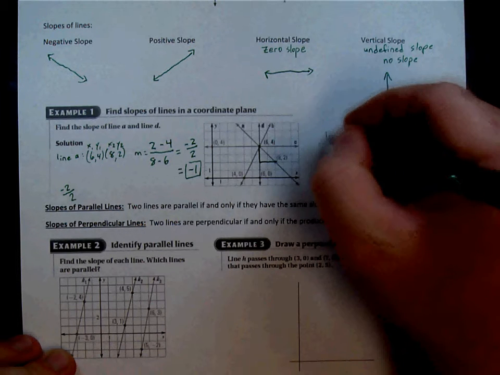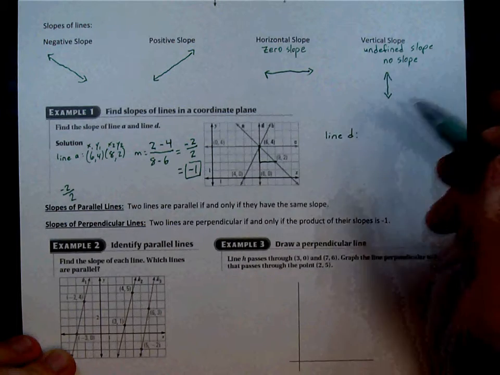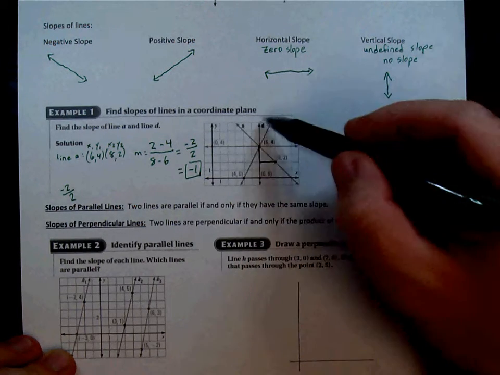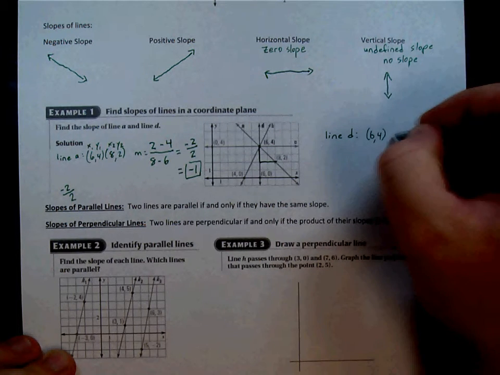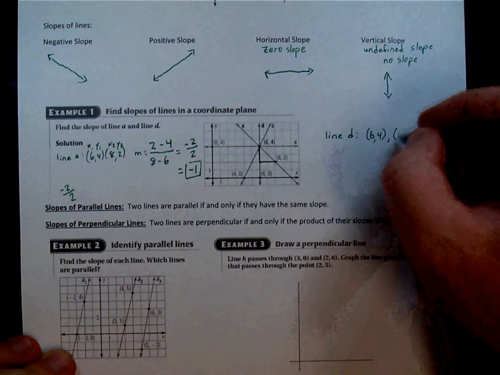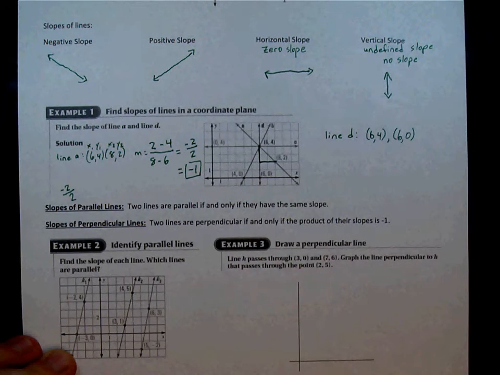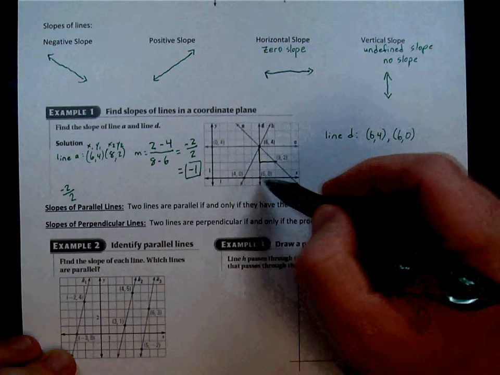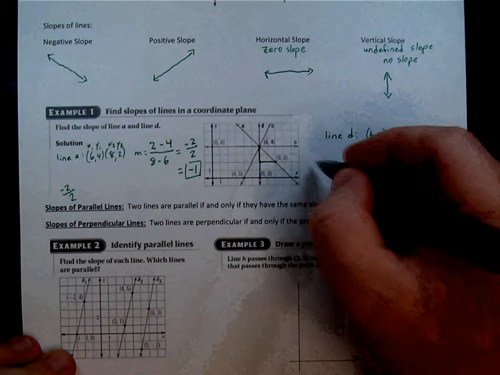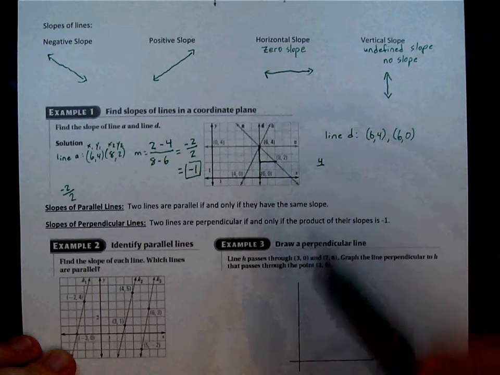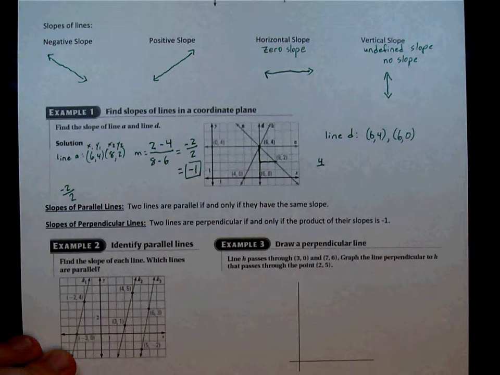So now, line D. Okay, line D is vertical, it looks like. It goes through 6, 4, and it goes through 6, 0. If you try to count it, rise and run, like if I start at 6, 0 and I go up to 6, 4, I'm going up, so it's 1, 2, 3, 4. If you went from the 6, 4 and you went down, you'd have a negative 4 there. Either way, it's going to be okay. But then run, it doesn't run at all.